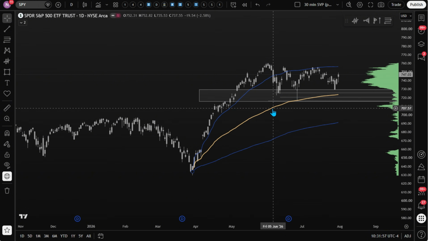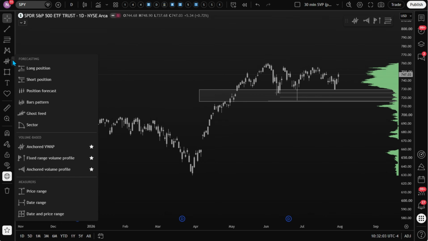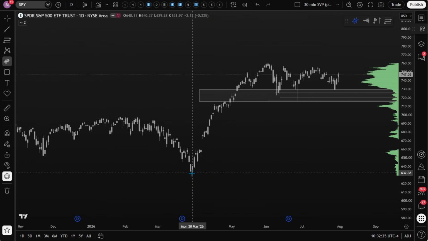So what I have on the chart here is my daily chart of SPY, and this is an anchored VWAP. Now, if you're on TradingView, you can go to your forecast and measuring tools, and the anchored VWAP is going to be over here in your volume-based analysis. So I'm going to go ahead and just show you guys how to use this. I click on the anchored VWAP, and I am going to anchor it to the start of our previous bull market, kind of like what I do with volume profile. I always start it with the start of a new trend.